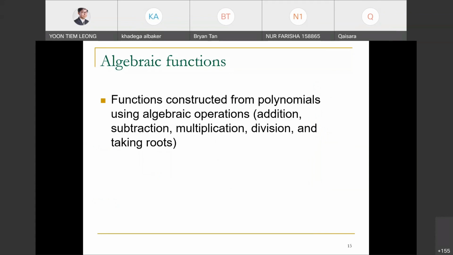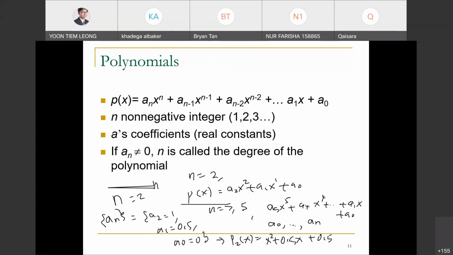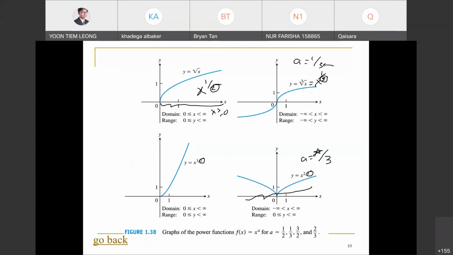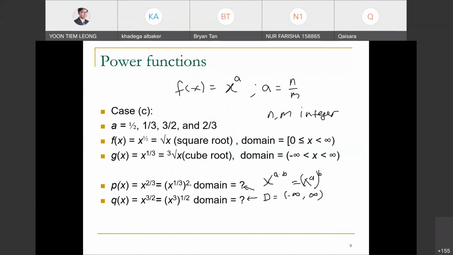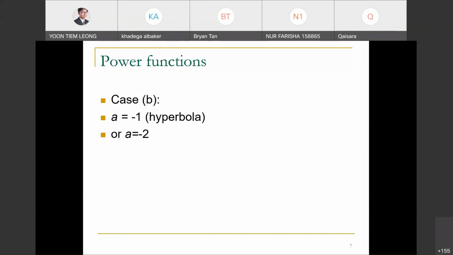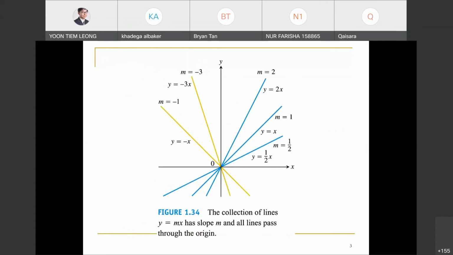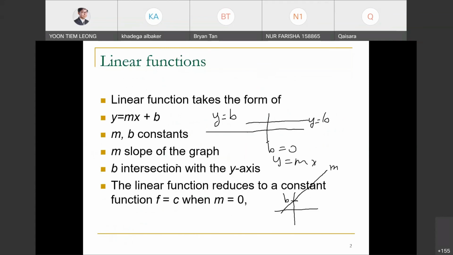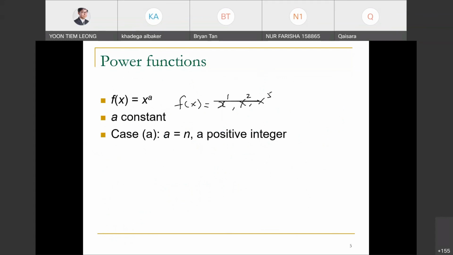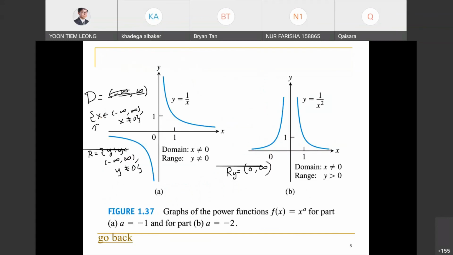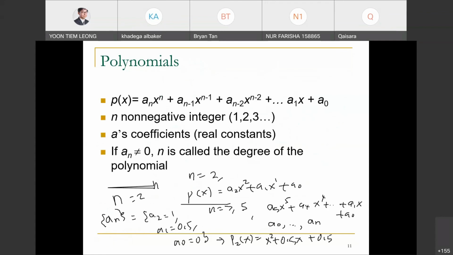Then you could also have what we call an algebraic function. An algebraic function is a generalization of a polynomial function. Let me go back to the polynomial. A polynomial is made up of power functions, right? A power function is a generalization of a linear function. So a linear function is a special case of a power function, and a power function is a special case of a polynomial.